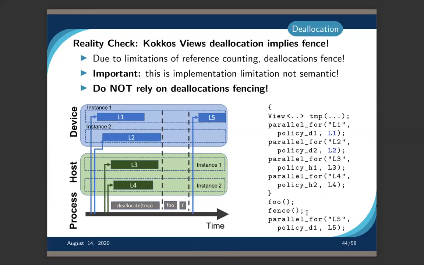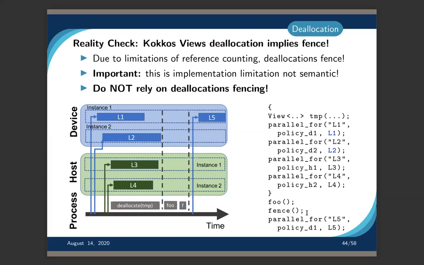One last thing, a slight reality check. When Kokkos views deallocate, we actually imply a fence right now. This is largely due to limitations of reference counting. It's not a semantic choice, okay? That means you shouldn't really rely on it.